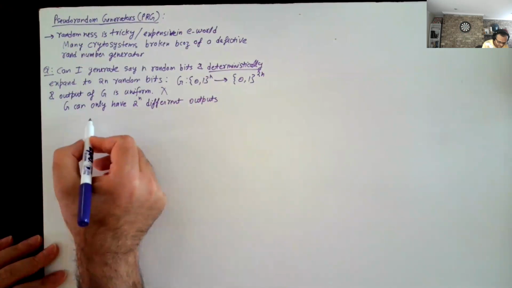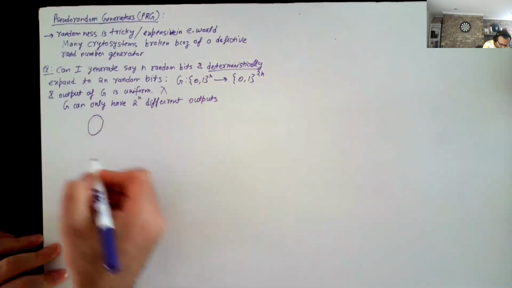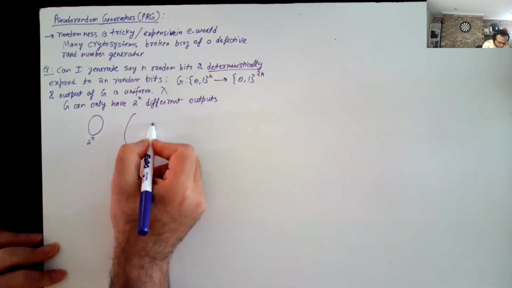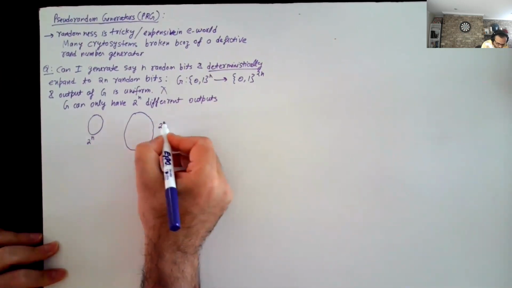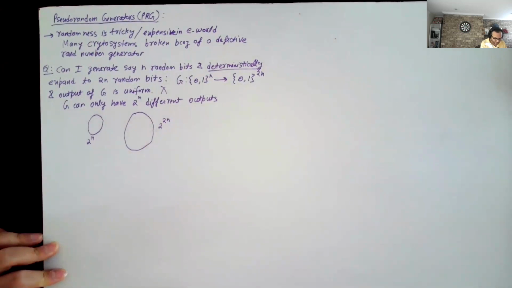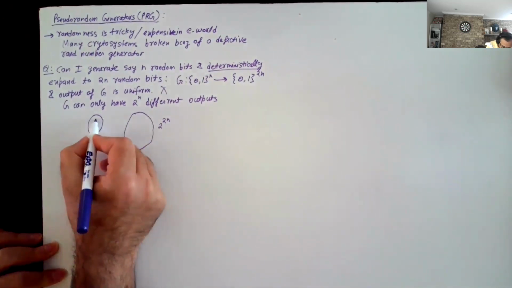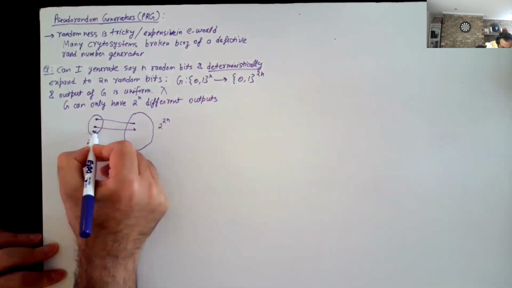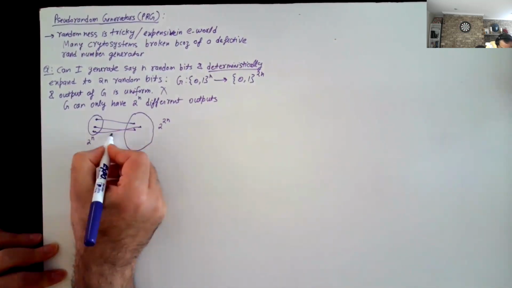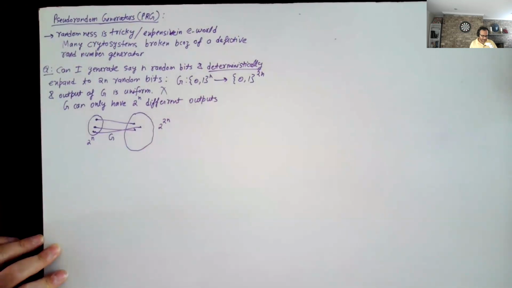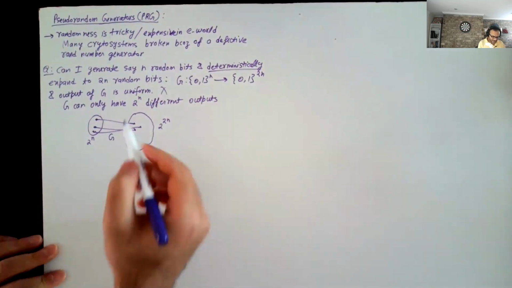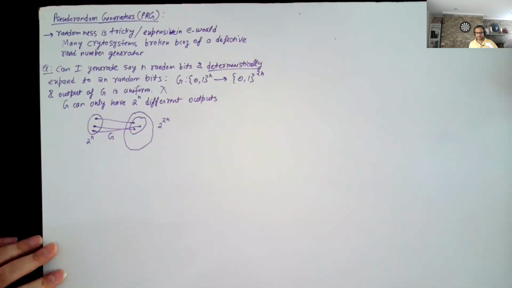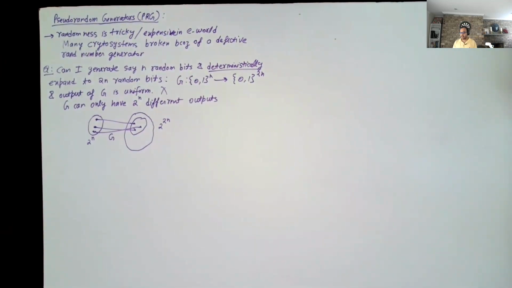So drawing a picture here, these are 2 to the power n bit strings, and this 2 to the power n is a much bigger set, 2 to the power 2n. And if you apply, so this is, let's say, your G. So if you apply G, then you only end up with a very small set of 2 to the power n size. And this is clearly not uniform.